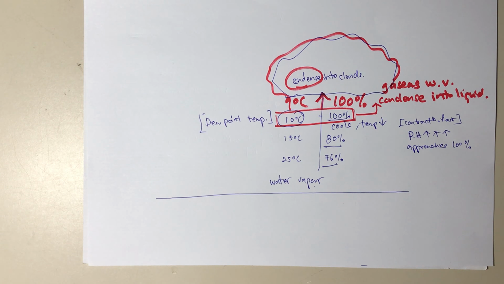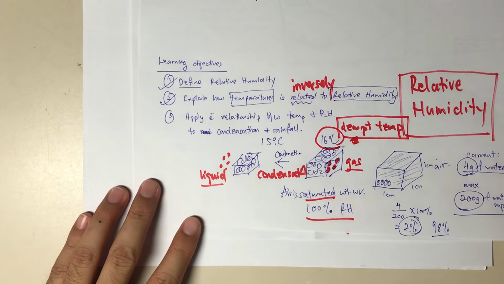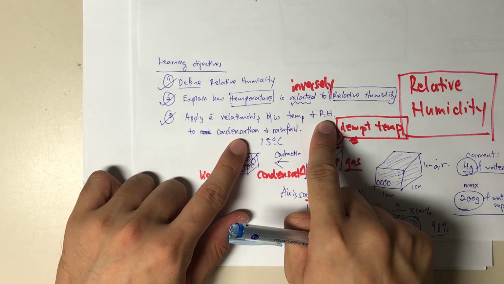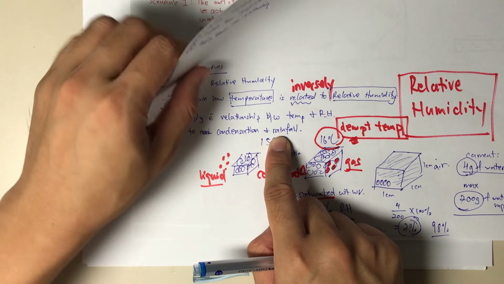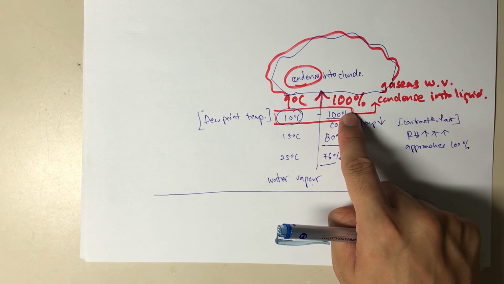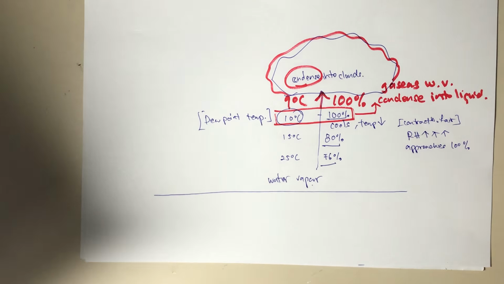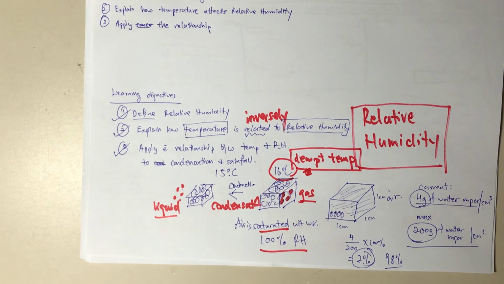Now in the next video, when we talk about rainfall, you will start to realize what I really mean by it. But whatever it is, let's come back to the learning objectives. What I've just done is I used the relationship between temperature and RH to explain condensation and rainfall. I just applied the concept of temperature and RH to help you see how condensation happens and how clouds are formed. Okay, so this is what you need to know about relative humidity.